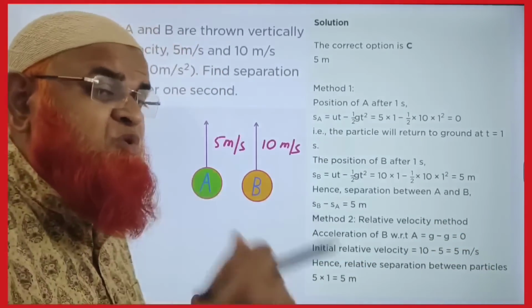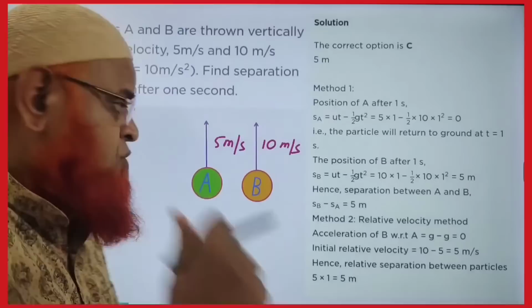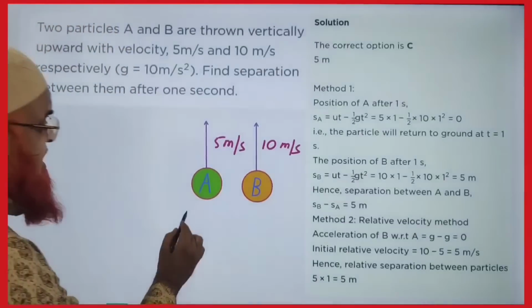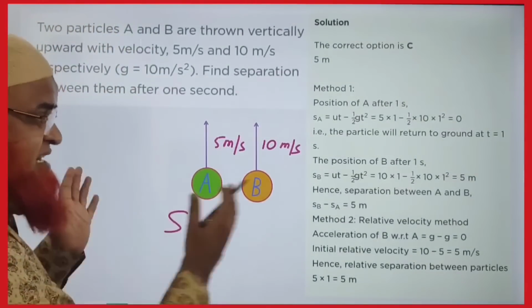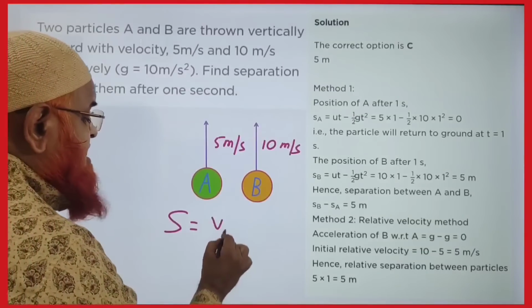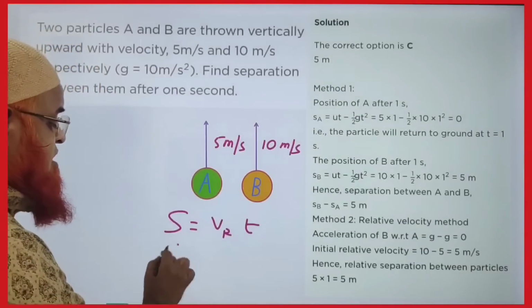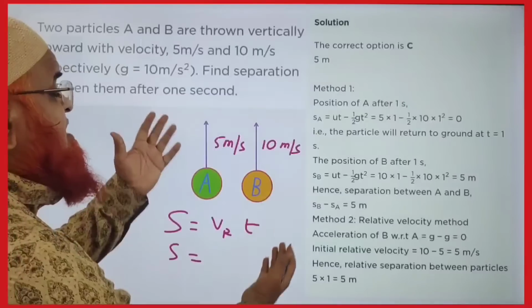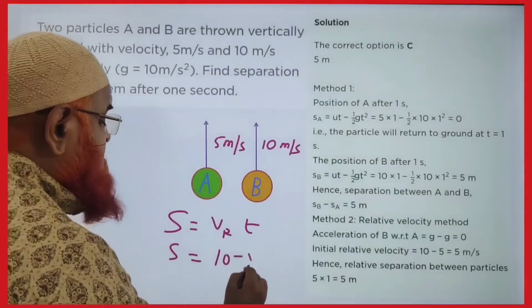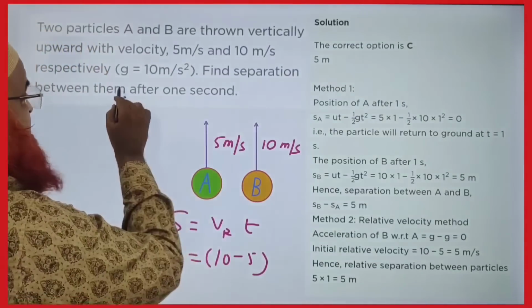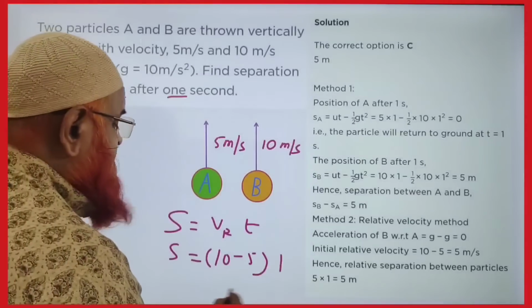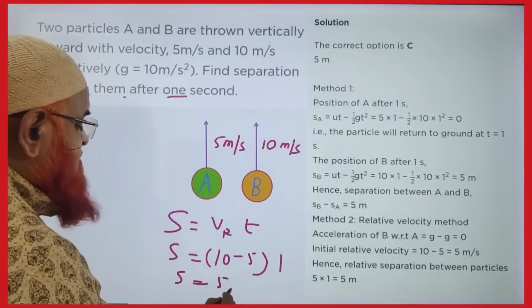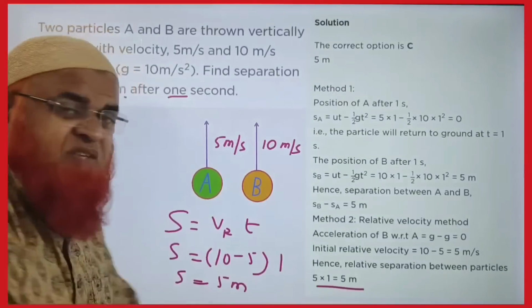But I have got a wonderful short trick for you. What is that? See, the distance of separation is nothing but relative velocity into time here. So relative velocity is nothing but 10 minus 5, into time, which is 1 second. So if you multiply by 1, it is going to be 5 meters, the separation.